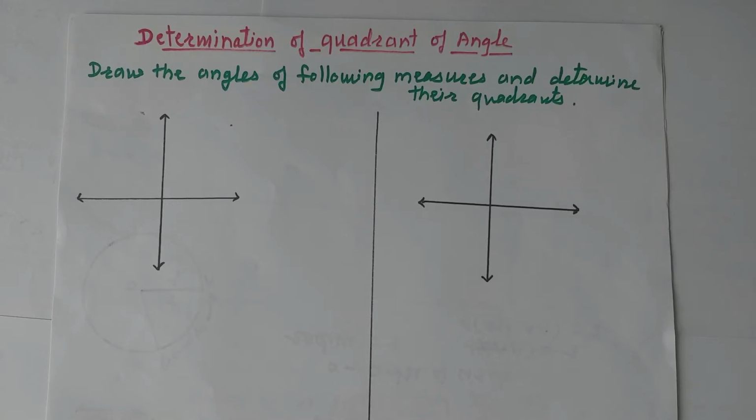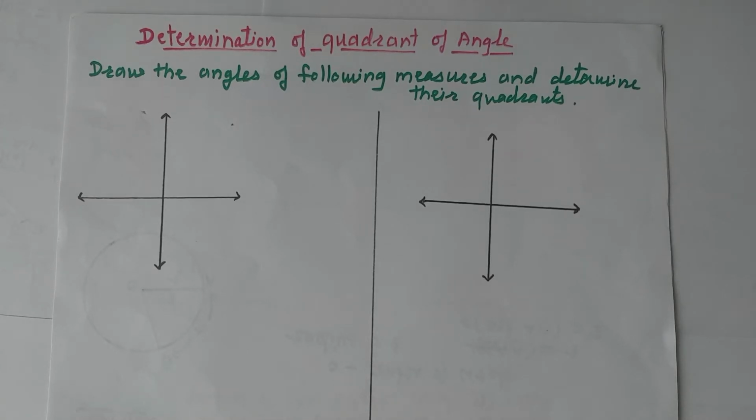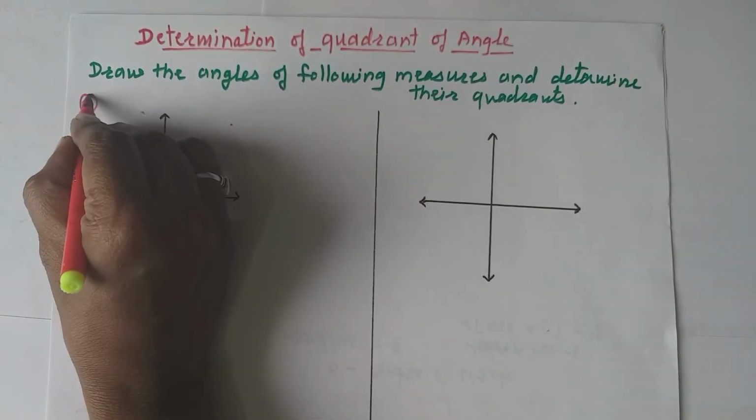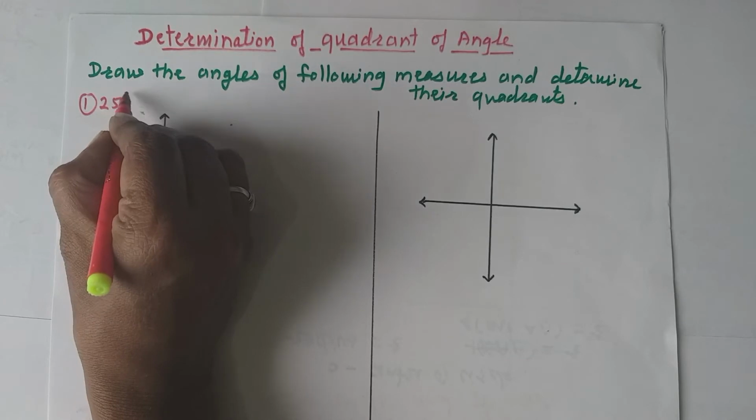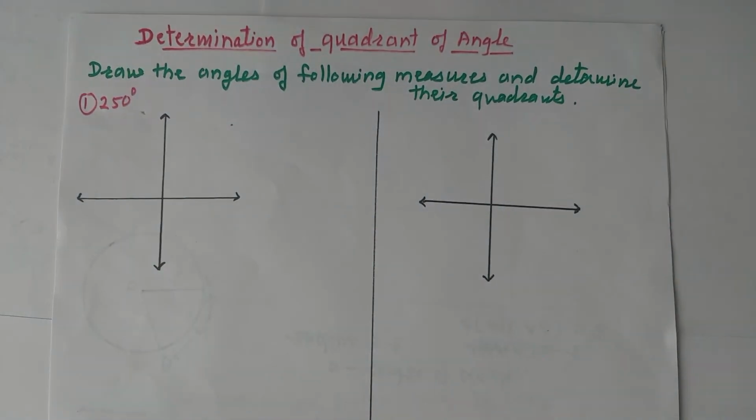Draw the angles of the following measures and determine their quadrants. Suppose, for example, here an angle of 250 degrees is given. See the first example, an angle of 250 degrees is given.